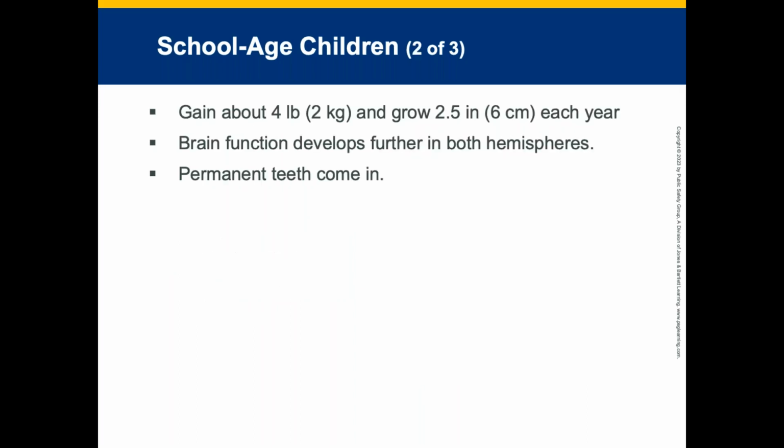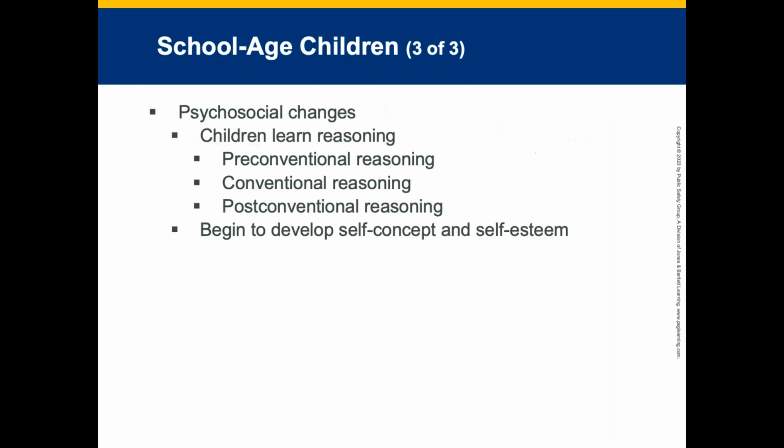So the school-age child, most children gain about 4 pounds or 2 kilograms and grow about 2.5 inches or 6 centimeters each year. The brain function then starts to develop further in both hemispheres. We start seeing permanent teeth begin to replace children's primary teeth, and unintentional injuries are still the leading cause of death for this age group. Because again, they still don't know everything, so they're still learning and things can happen.